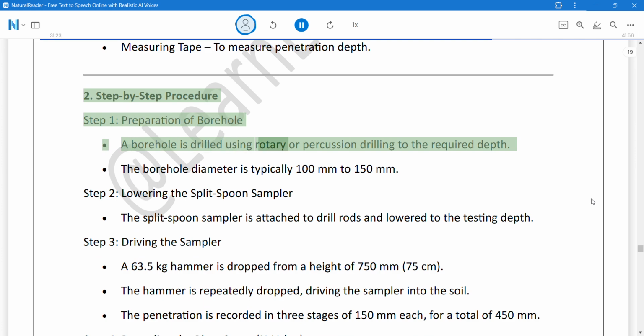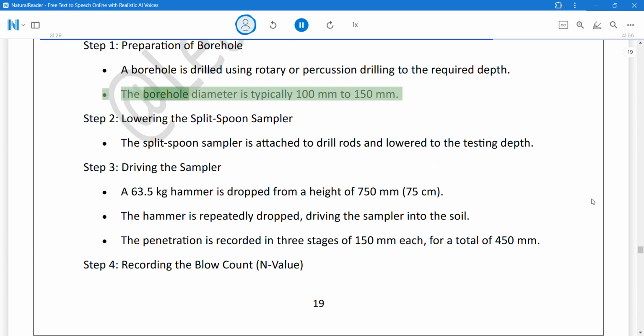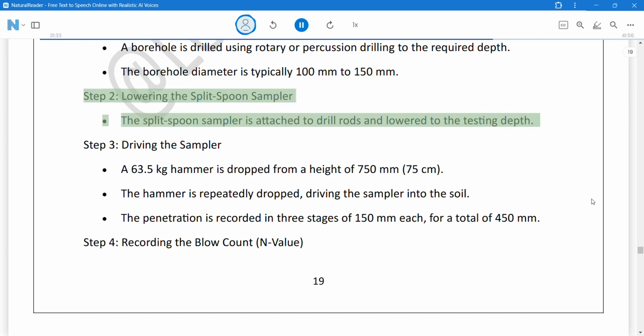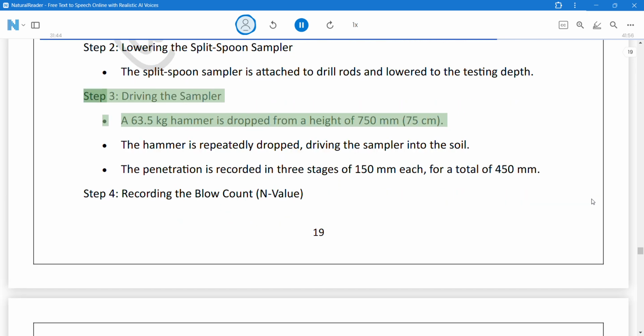Preparation of borehole. A borehole is drilled using rotary or percussion drilling to the required depth. The borehole diameter is typically 100 mm to 150 mm. Step 2. Lowering the split spoon sampler. The split spoon sampler is attached to drill rods and lowered to the testing depth. Step 3. Driving the sampler.